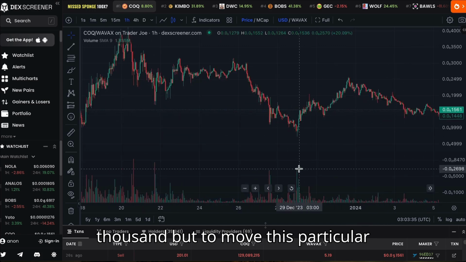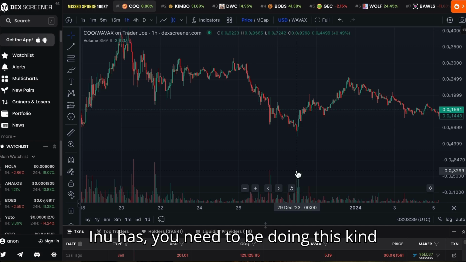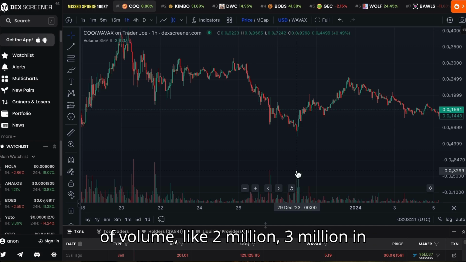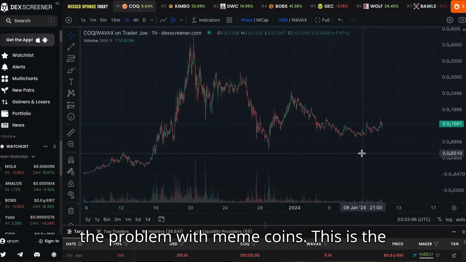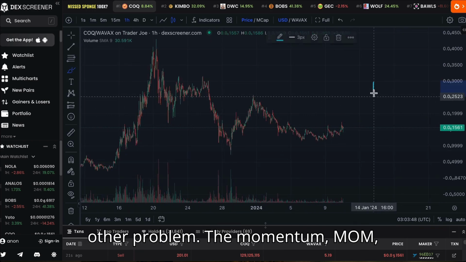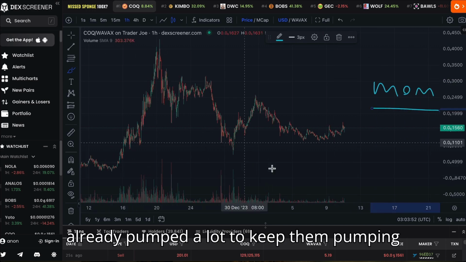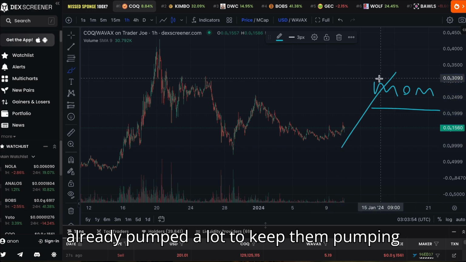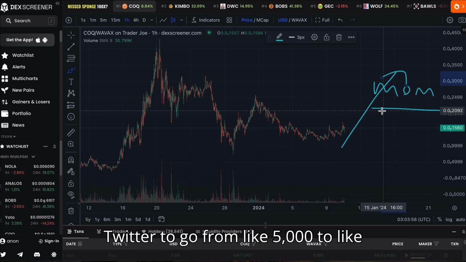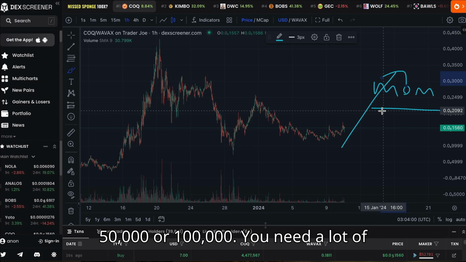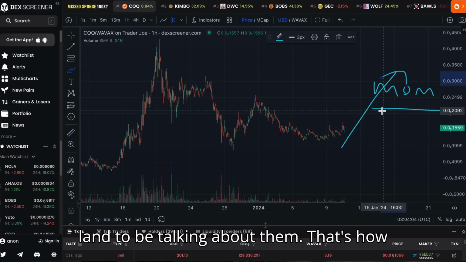But to move this particular market with the market cap that Cock Inu has, you need to be doing this kind of volume, like 2 million, 3 million in an hour. That's what will push it. That's the problem with meme coins. This is the other problem: the momentum needed once they've already pumped a lot to keep them pumping up is an unbelievable amount. You need that Twitter to go from like 5,000 to like 50,000 or 100,000. You need a lot of momentum. Basically, everybody in crypto land to be talking about them.